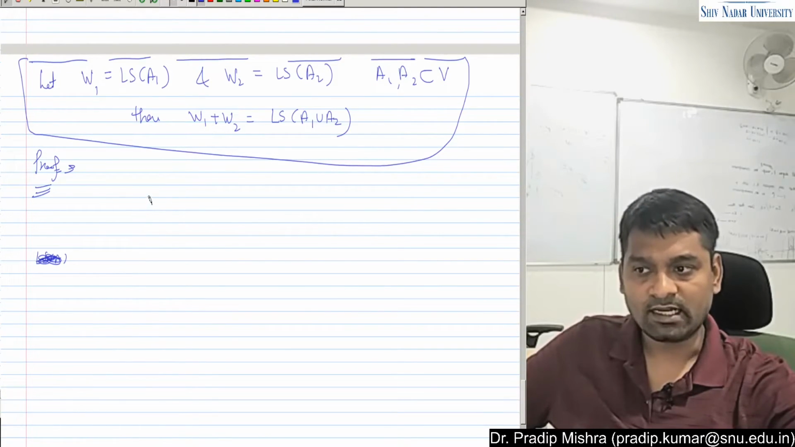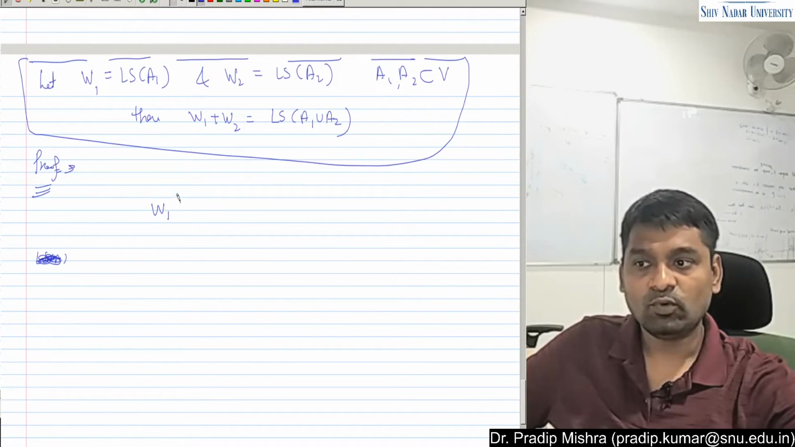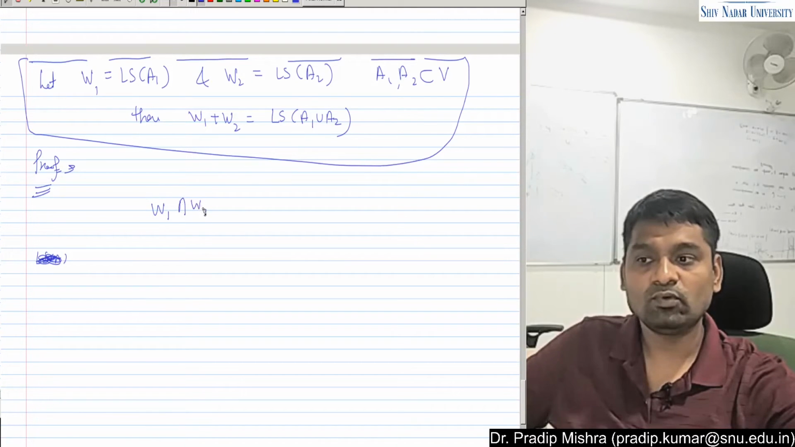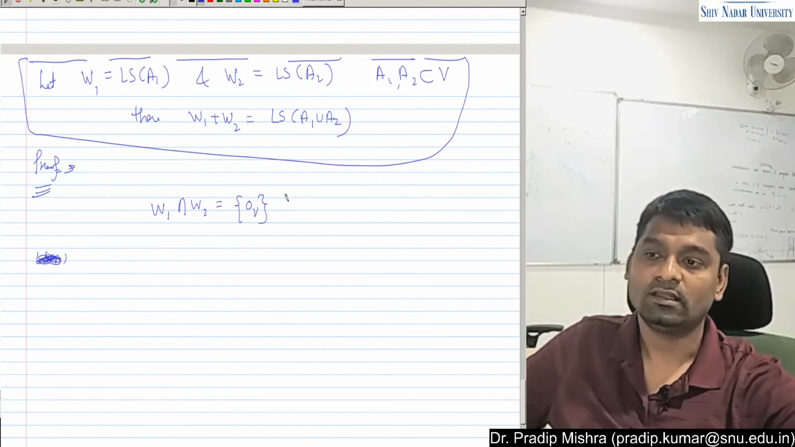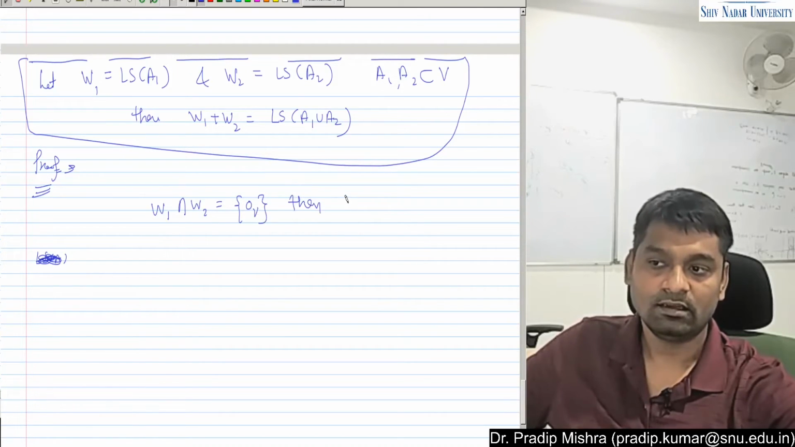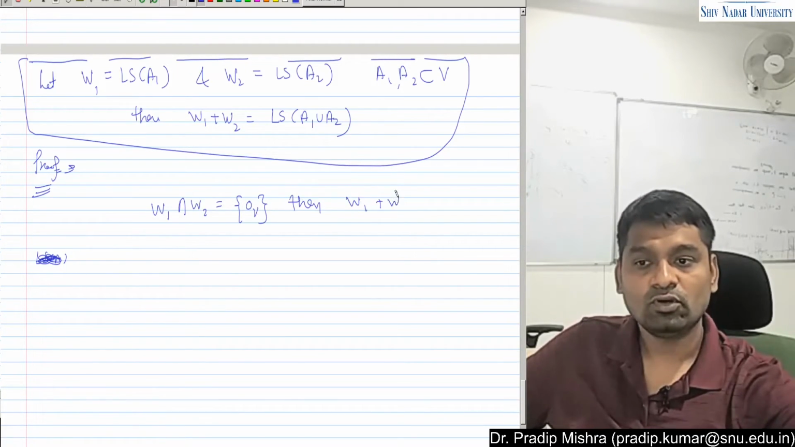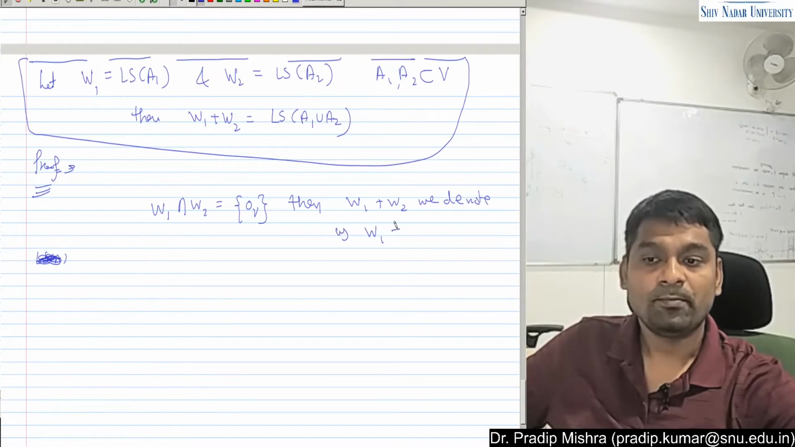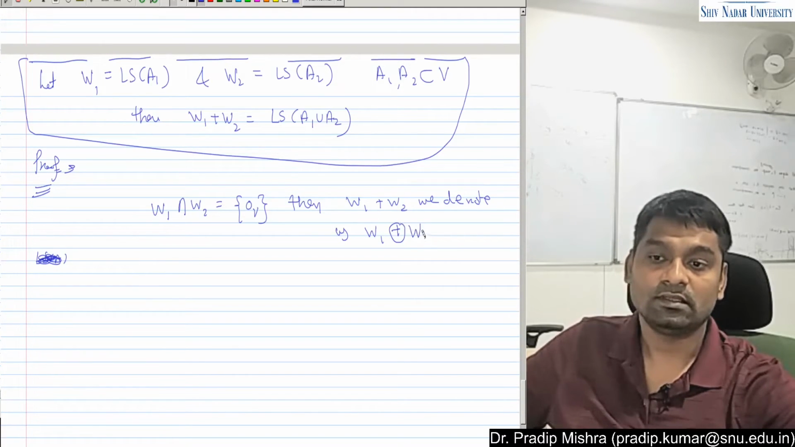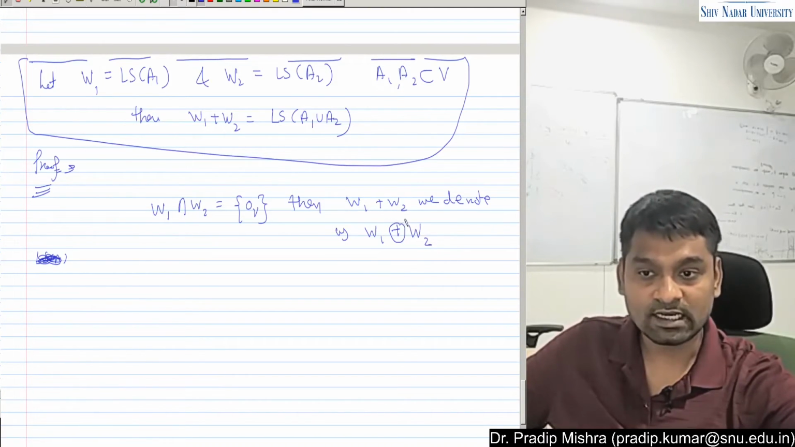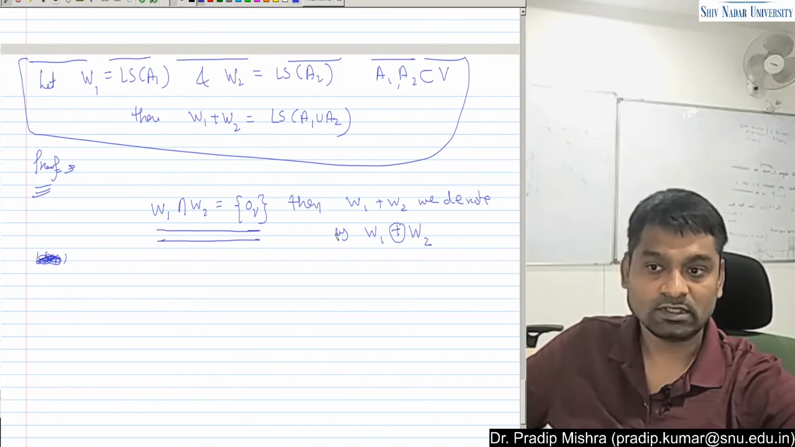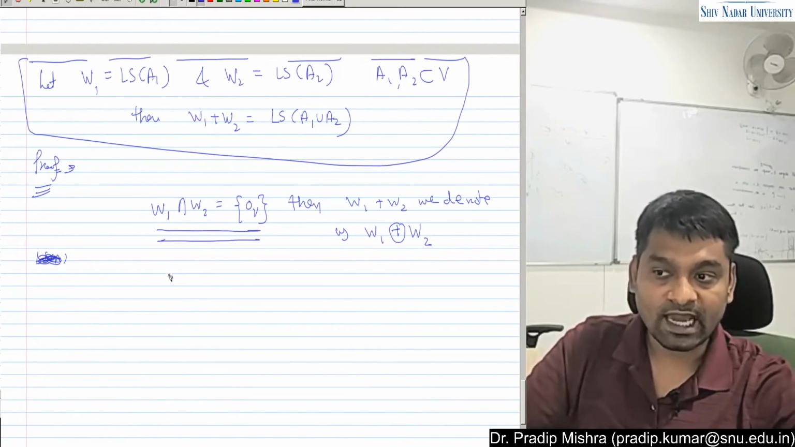Sometimes it may happen that W1 intersection W2 is not 0, but suppose it is 0_V. Then W1 plus W2 we denote as W1 direct sum W2, with a circle around the plus. So for this condition, this is said to be the direct sum.